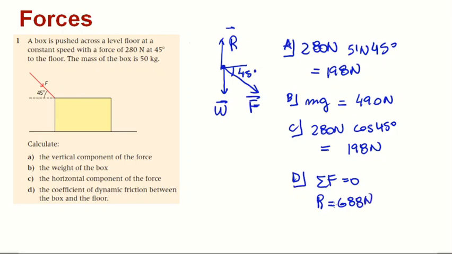And my coefficient of dynamic friction would be simply the ratio: our friction force divided by our resistance, the normal force. Now this friction force, since the box is moving at a constant speed, is equal to this force forwards.